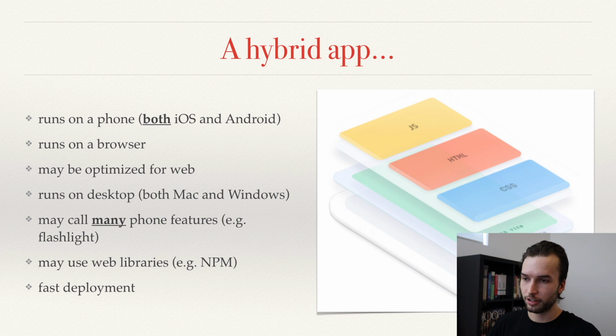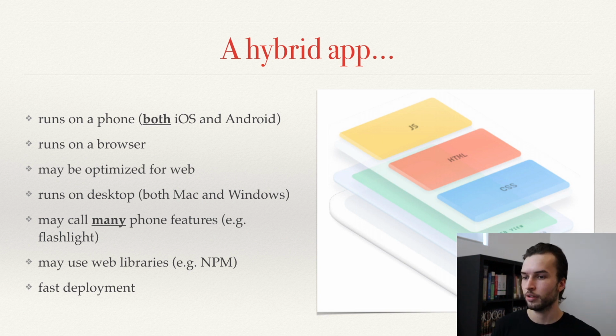So here's a little diagram of what it looks like. You have the JS, the HTML, and the CSS. That's like the web code. That is inside of a web view, inside of a native wrapper, which is on the device. So the web code is basically being wrapped up inside of a native app, and then it's put on the device. And that's why it's able to run on the browser as well as on iOS and Android, all with the same code base.